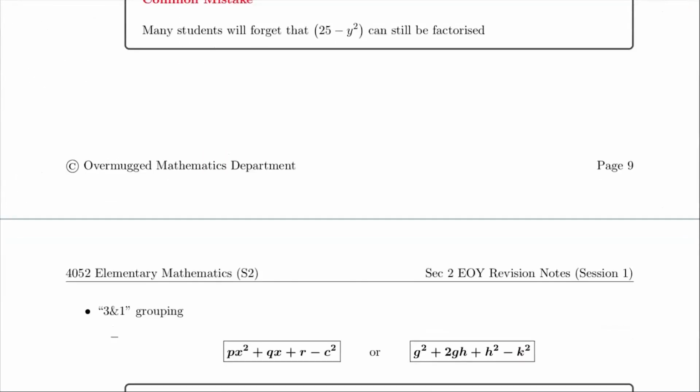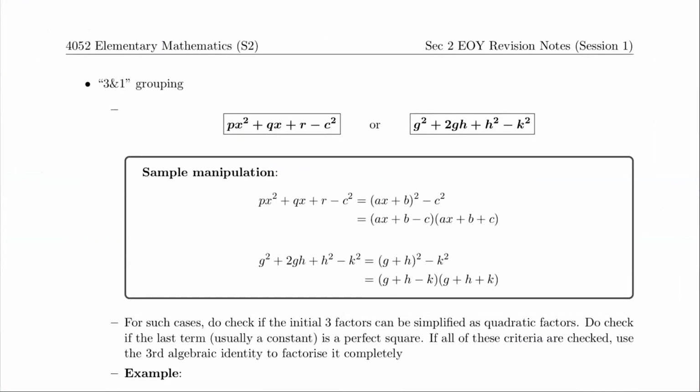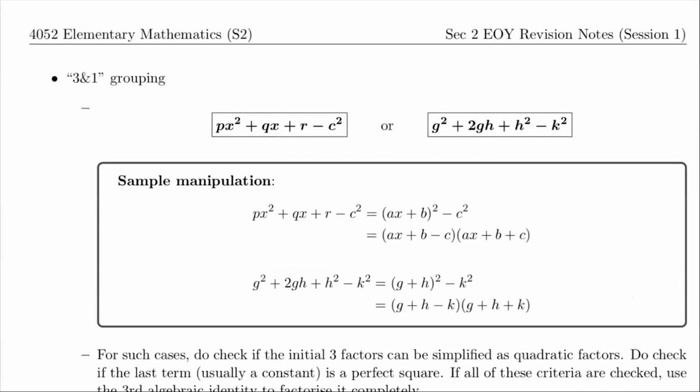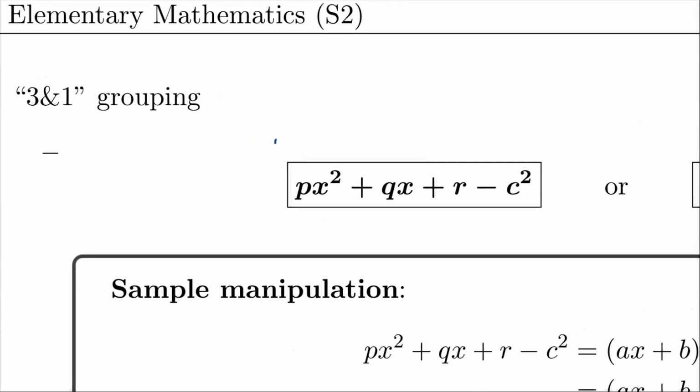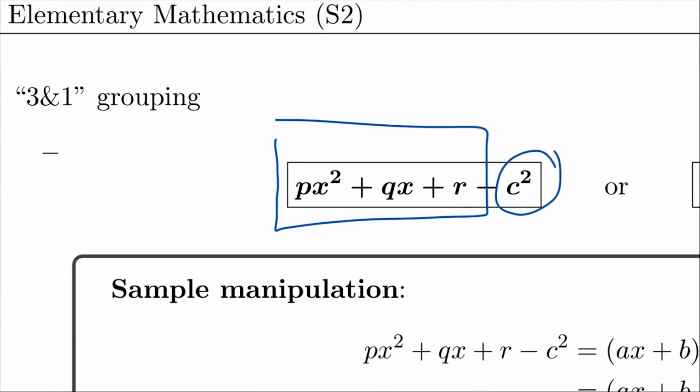The next one, let's go through 3 and 1 grouping. What is that? By the name itself, you should already know groups of 3 and groups of 1. So we're going to group up the first 3 terms together, and we're going to group up the last term together. This is a very unique example. Why? Because the group of 3 can only be factorized using the methods that you know. This is the only way this 3 can be factorized.